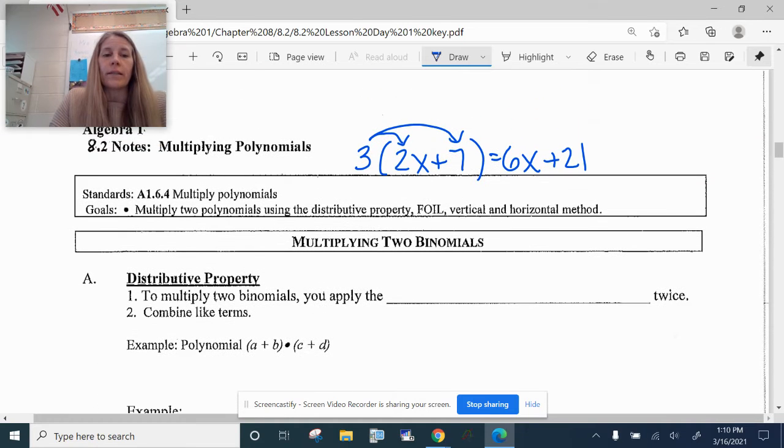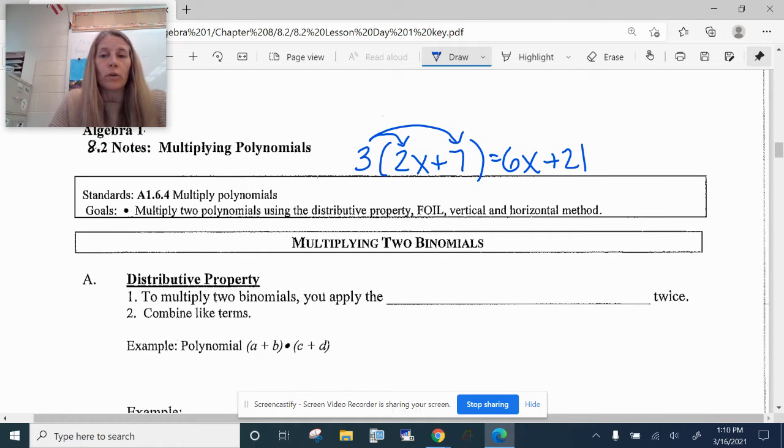Okay, so today our lesson is on multiplying polynomials, and I have a little example here, just showing you how we would distribute, right? So we should know how to distribute a single term to some type of binomial, or maybe even a trinomial inside those parentheses. So 3 times 2x would be 6x, and 3 times 7 would be 21, and then you would have your final expression.